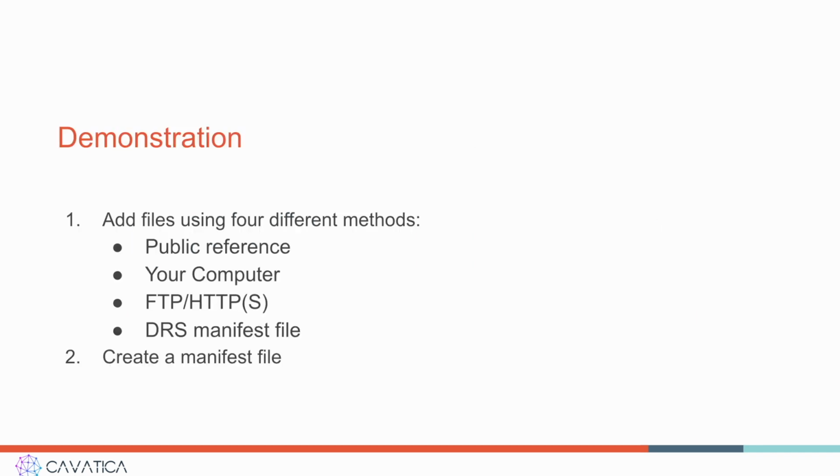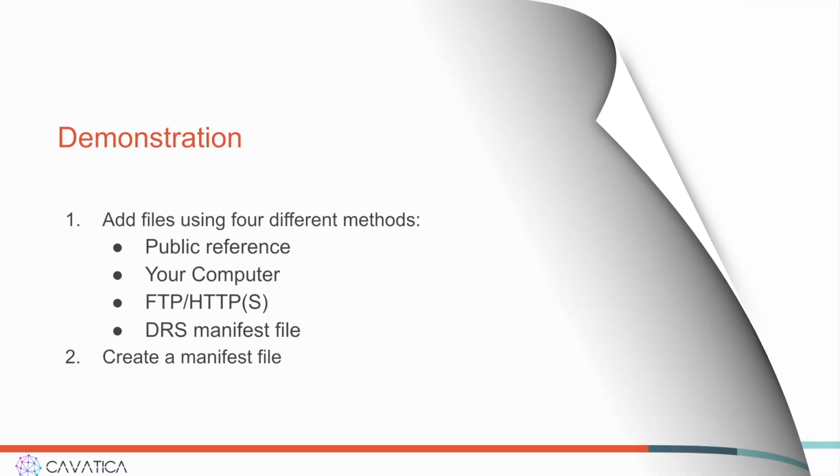We will now begin the demonstration where I'll show you how to add files from public reference, your computer, FTP, HTTPS, and a DRS manifest file. We'll then go into how to create a manifest file. As a reminder, you should log into CAVATICA using your ERA Commons license. This automatically handles authorization for any controlled data sets you might be trying to access or move or link.